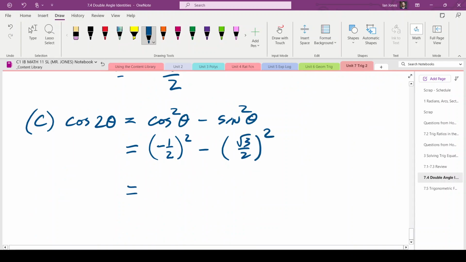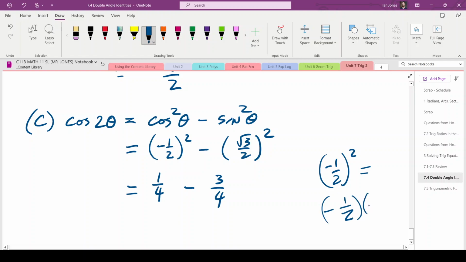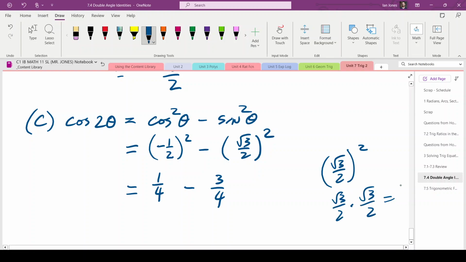And we just calculate. So this is positive 1/4 minus 3/4. Because negative 1/2 squared is negative 1/2 times negative 1/2, which is positive. 1 times 1 is 1, 2 times 2 is 4, positive 1/4. And root 3 over 2 squared is root 3 over 2 times root 3 over 2. Root 3 times root 3 is 3, 2 times 2 is 4. And 1/4 minus 3/4 is negative 2/4, which is negative 1/2.